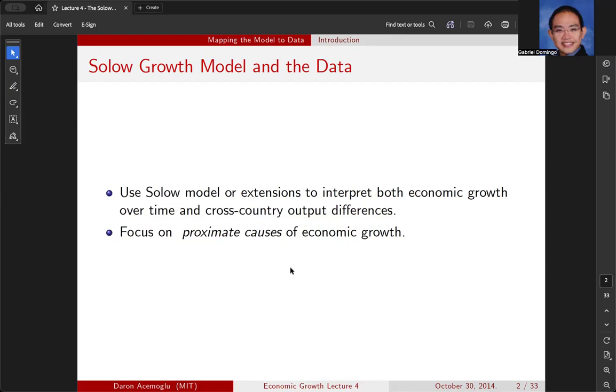Next, as Acemoglu takes pains to emphasize, the focus here is on proximate causes of economic growth. Okay, so proximate causes means the most direct causes of economic growth, which are capital accumulation, human capital, which is a major focus of these slides, and also technology and technological growth. Some of those proximate causes we have certain levers to influence, such as capital accumulation and human capital accumulation.